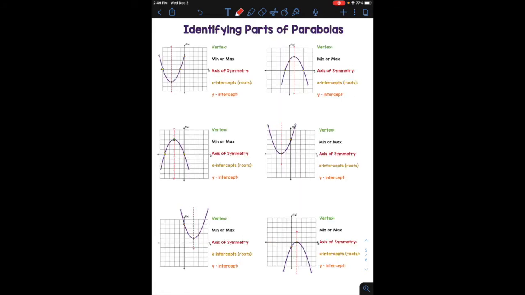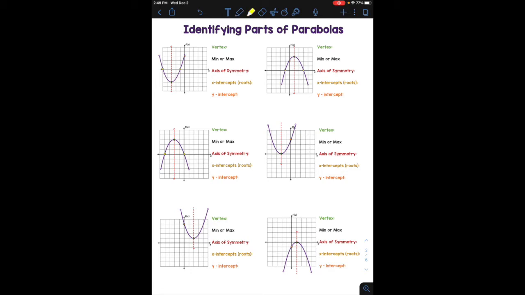On this second page, we're going to identify parts of the parabolas that we just discussed. We're going to talk about the vertex and whether it's a minimum or maximum point, the axis of symmetry, the x-intercepts, and the y-intercept. I am going to go straight down the first column, and I'm going to leave the second column for you to practice on your own.